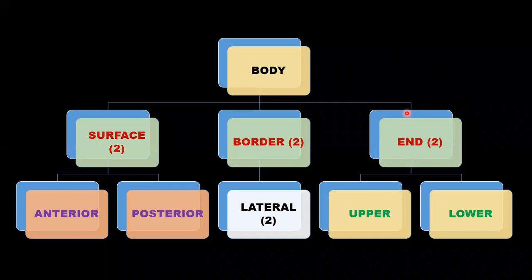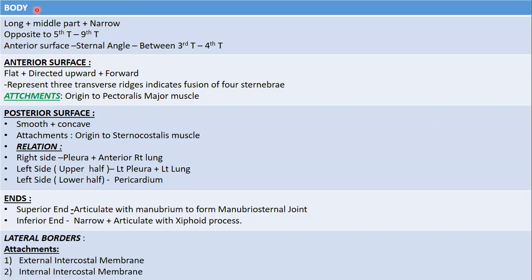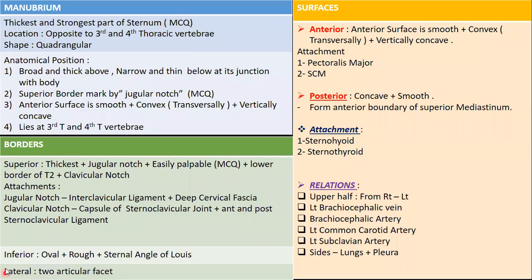When we talk about the body of the sternum, we say it is a long middle part of the sternum. It is opposite to the 5th to the 9th thoracic vertebrae. The mind map which you need to remember is that its surface has two parts, anterior and posterior, and it has two borders, which are only lateral borders, and we have an upper and a lower part. So just remember this one. The body is opposite to the 5th and the 9th thoracic vertebrae.